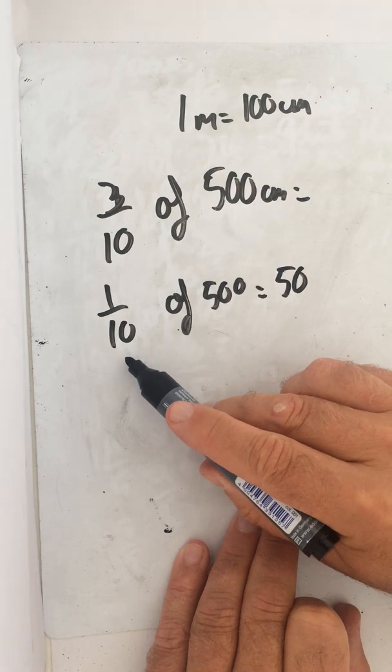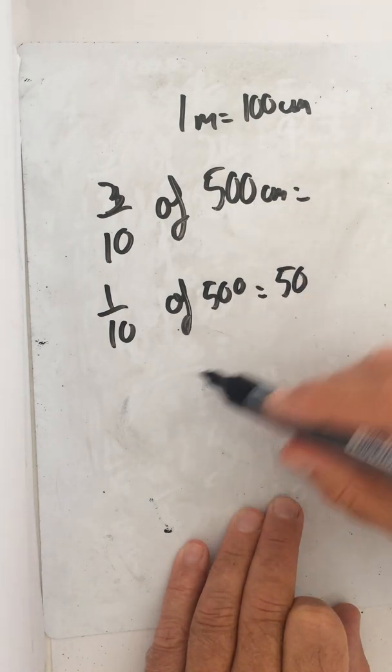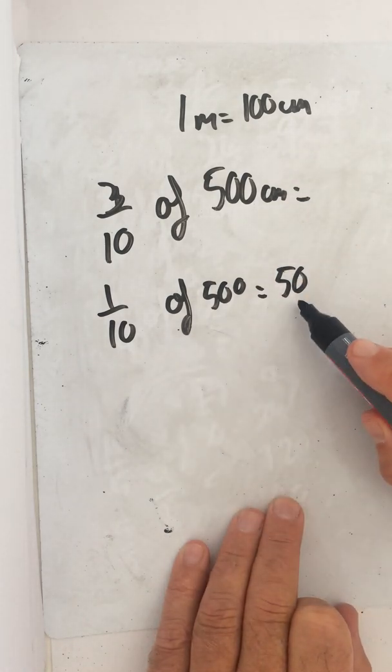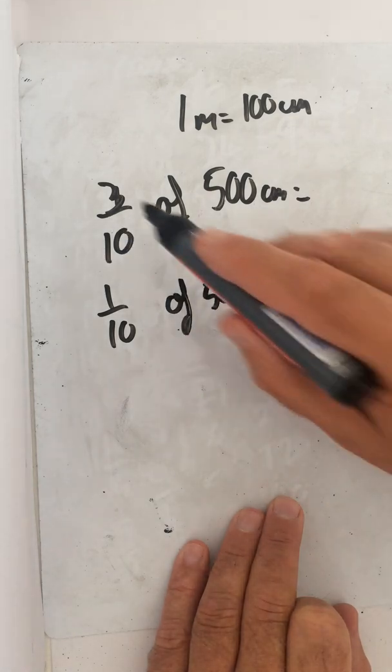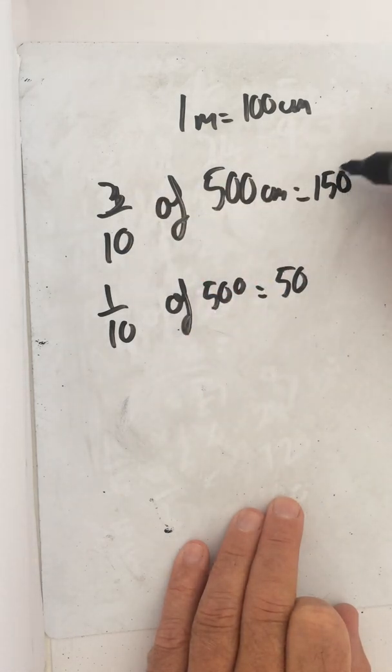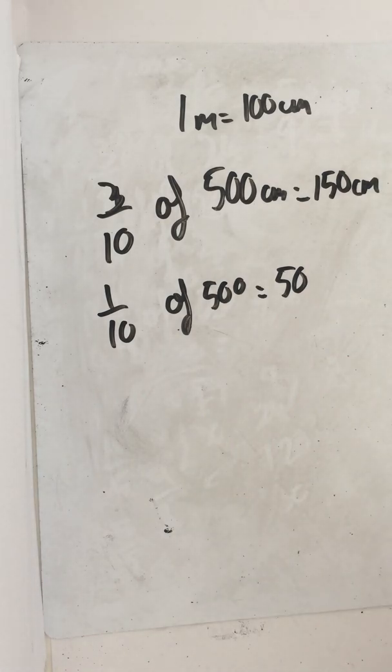If 1/10 is 50, 3/10 will be 50 times 3, 150 centimeters is my answer.